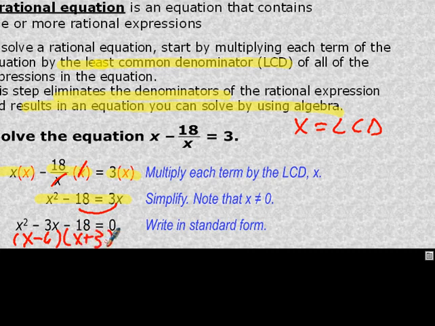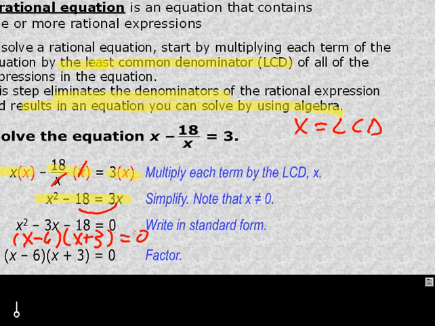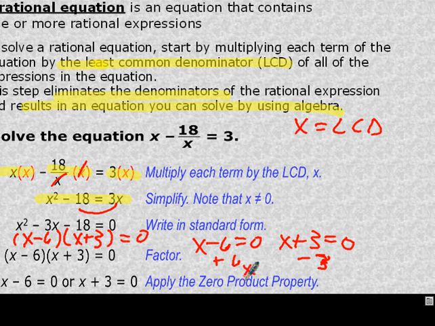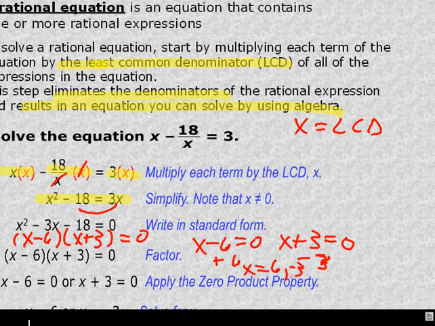If you wanted to use the quadratic equation, you could do that as well, but we've been factoring for quite a while, so this is probably the easiest thing to do. And then zero product property, set each of these equal to 0 and solve for x. And you're going to end up with x is equal to 6 and -3. So that seems simple enough.